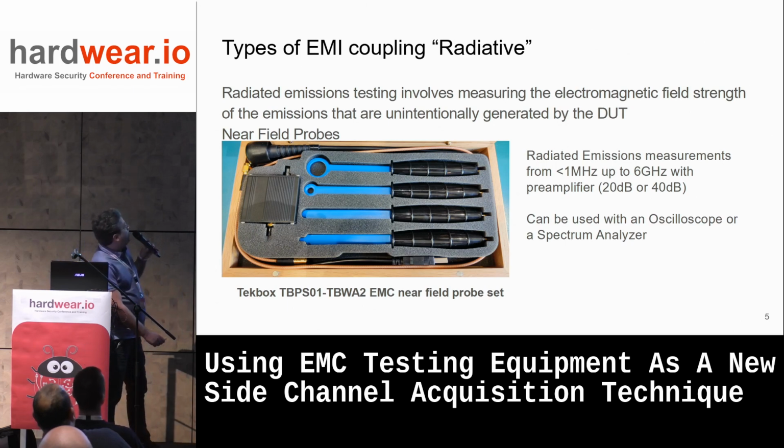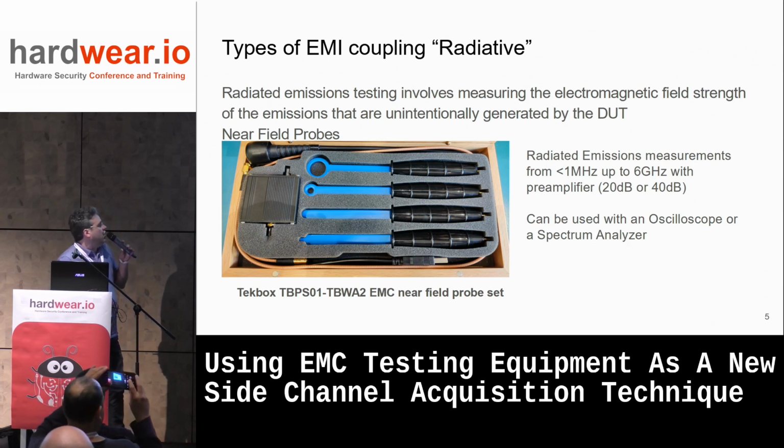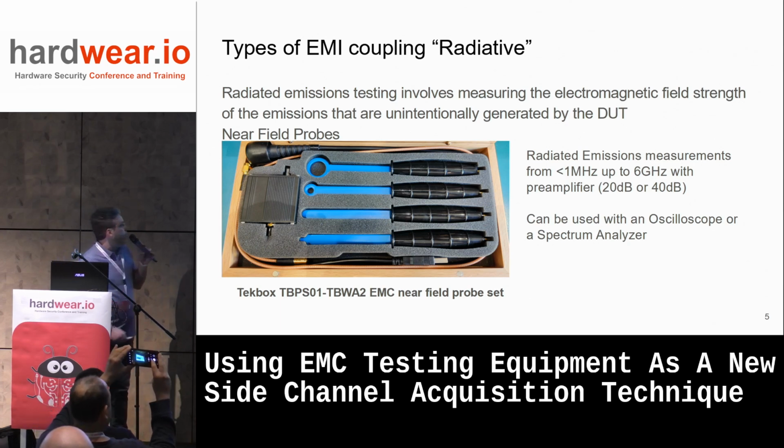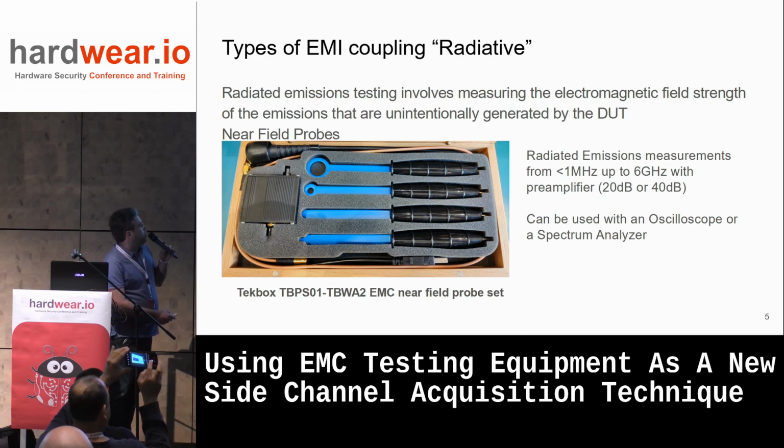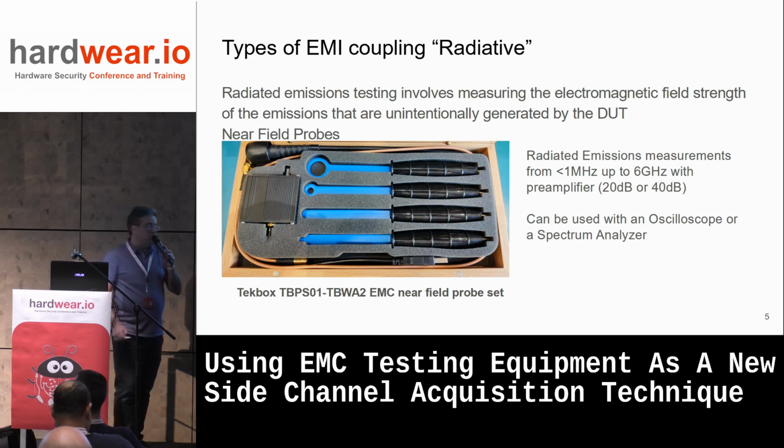So let's see type of EMI coupling, radiative. We'll focus on that. Like you see, there are some near field probes, which are well-known Tekbox, for example, which are used often for EMC analysis. So the purpose is to capture radiated emission measurements from less than 1 MHz up to 6 GHz, and it includes a preamplifier. So this type of probe can be used with an oscilloscope or a spectrum analyzer.